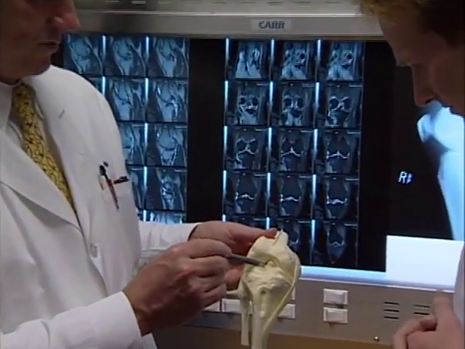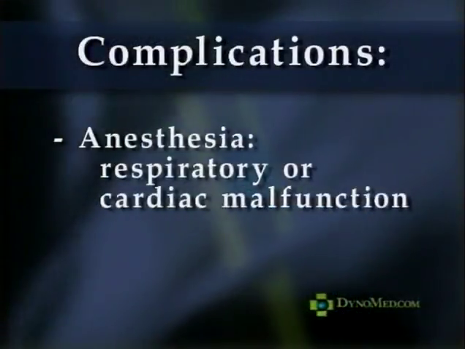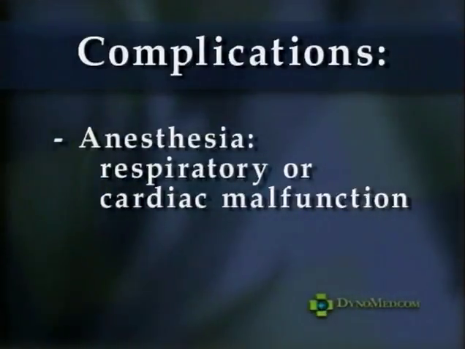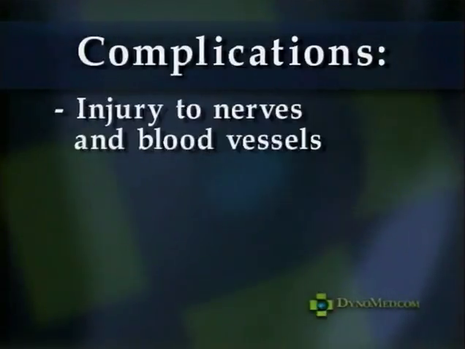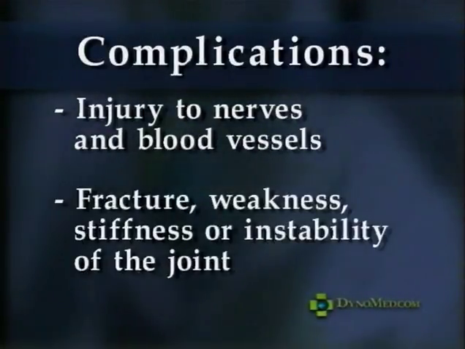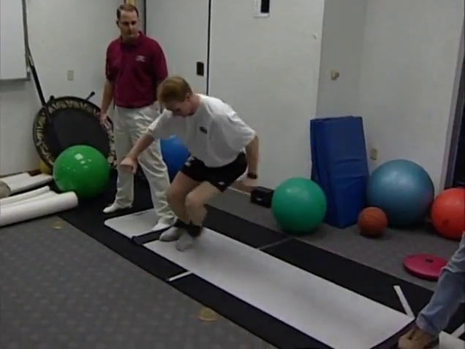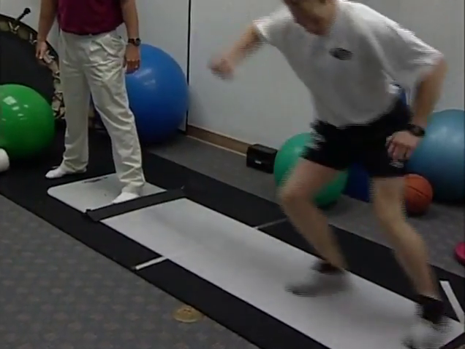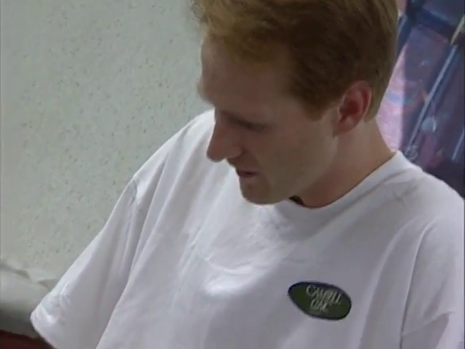Although surgery for an ACL tear is usually without any significant problems, there occasionally may be unforeseen complications associated with anesthesia, including respiratory or cardiac malfunction. The surgery itself may be complicated by infection, injury to nerves and blood vessels, fracture, weakness, stiffness, or instability of the joint. The vast majority of patients who undergo ACL reconstruction experience no complications. Those who follow the recommendations of a physical therapist usually return to full activity within the first year after surgery.